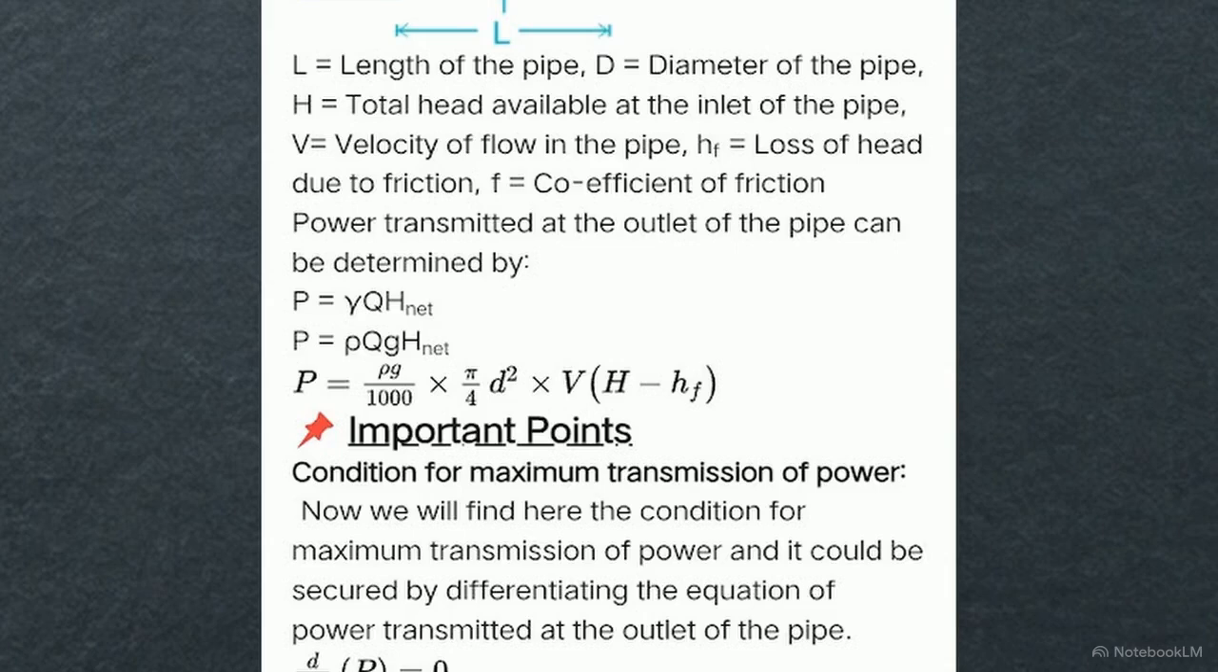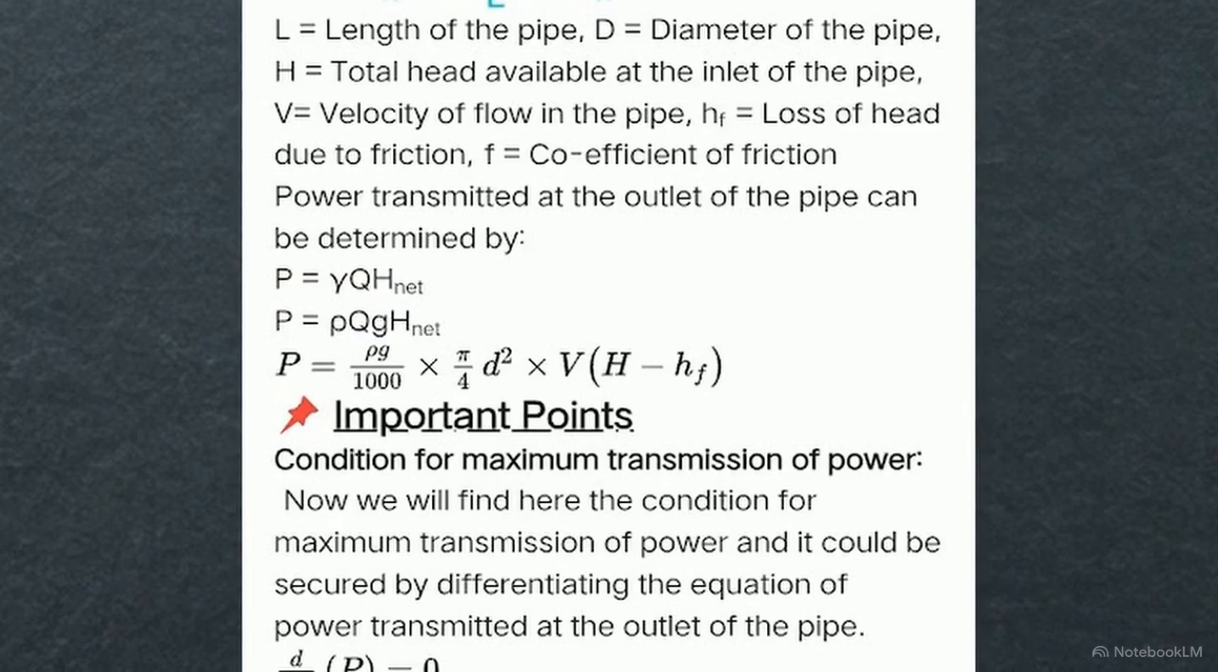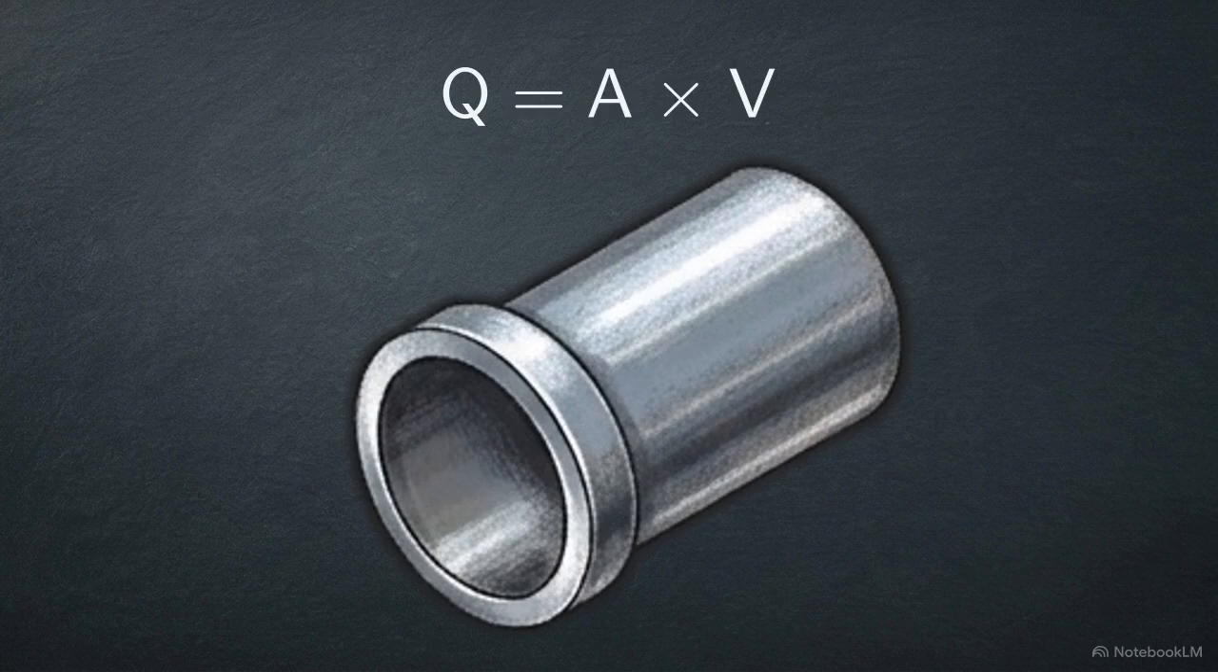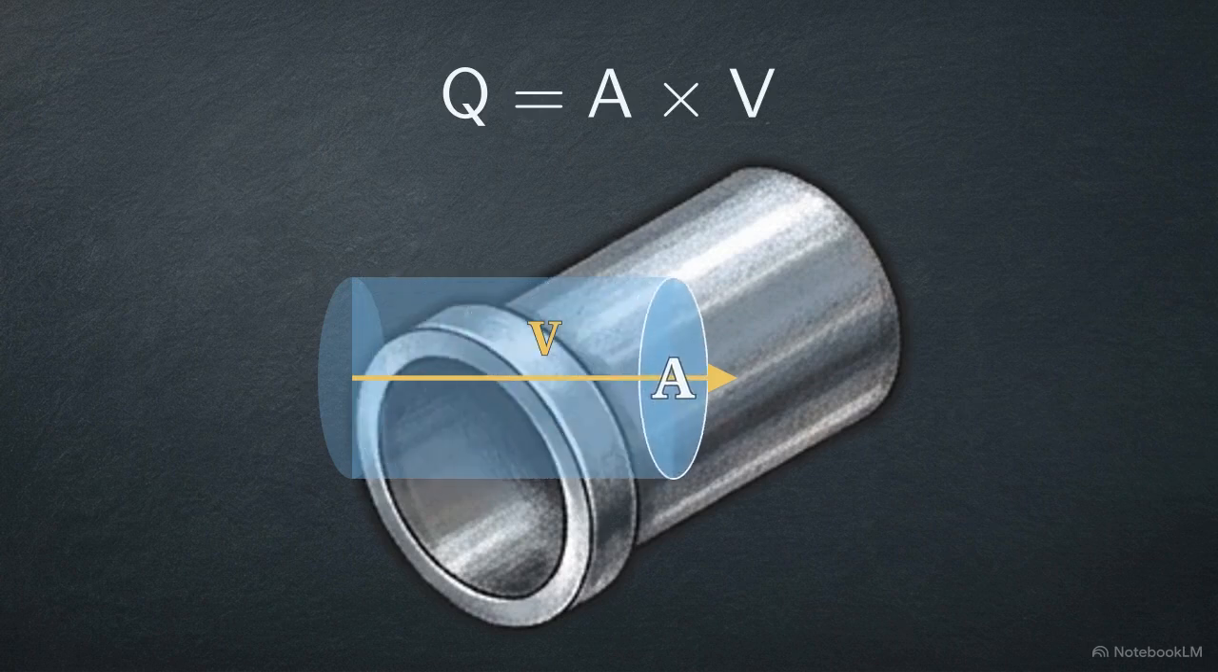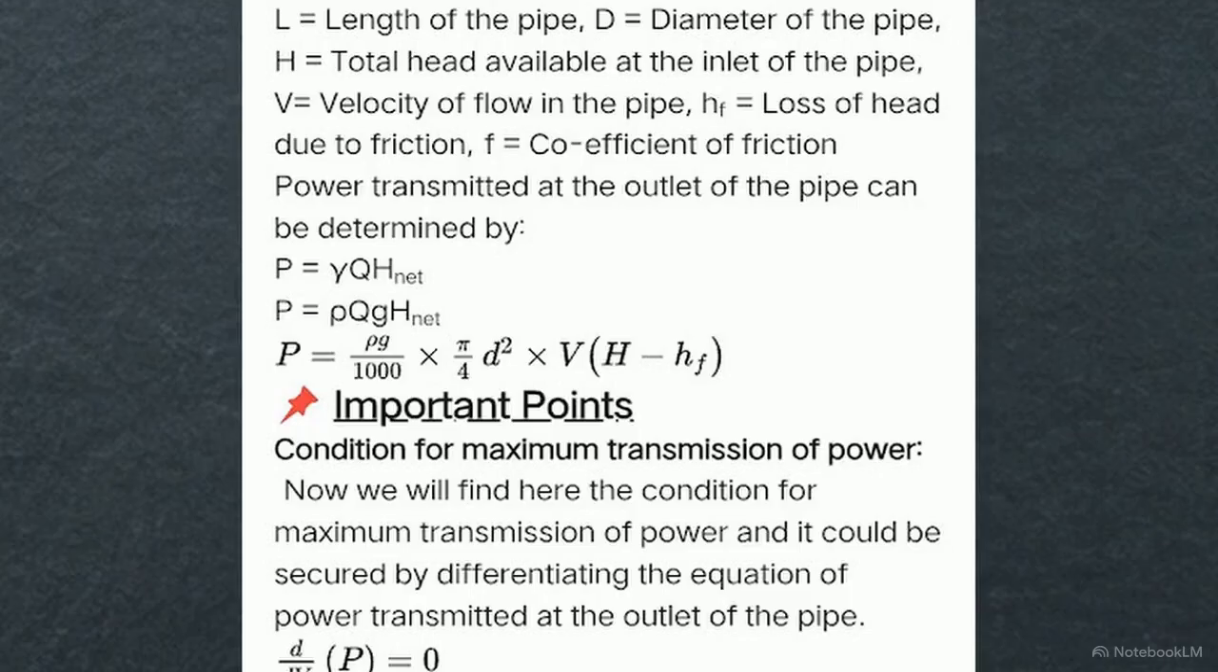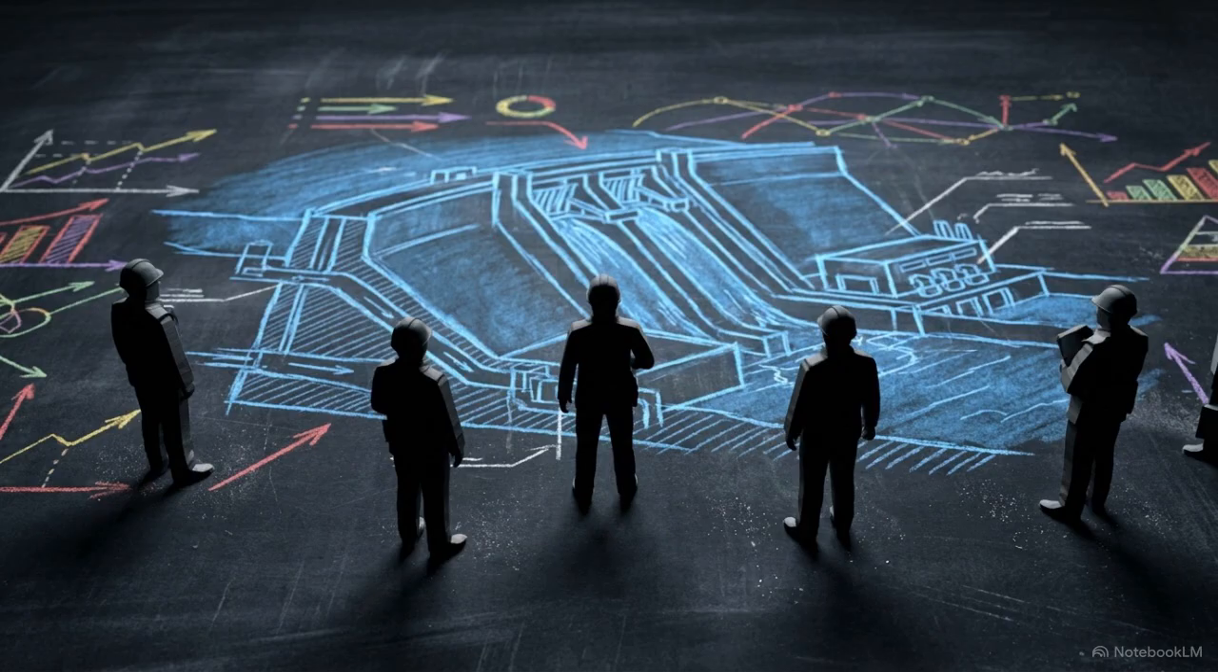Looking at this block of equations, we start with the standard base formula for power, P. It is derived from the specific weight of the fluid, the discharge, Q, and the net head. To solve for the variables we control, we substitute discharge Q, replacing it with the cross-sectional area of the pipe multiplied by the fluid's velocity. This yields the fully assembled algebraic equation for power transmitted at the outlet. This equation accurately models physical reality. It gives us the exact mathematical foundation needed to calculate the system's absolute limits.